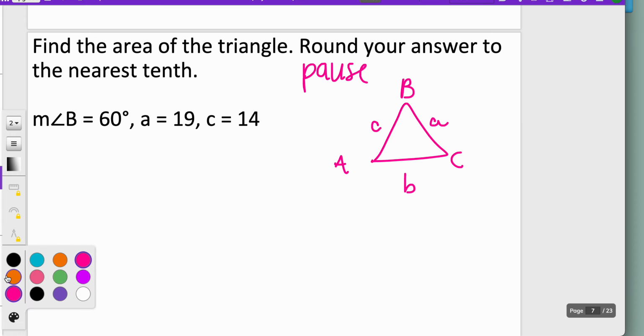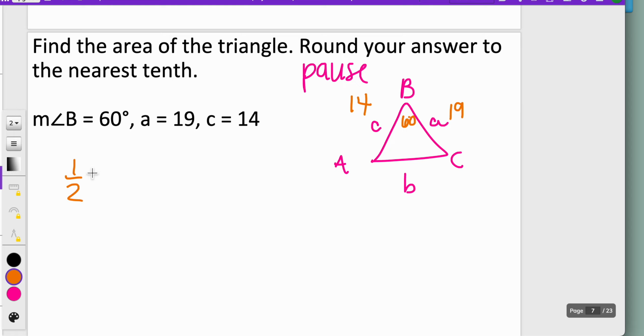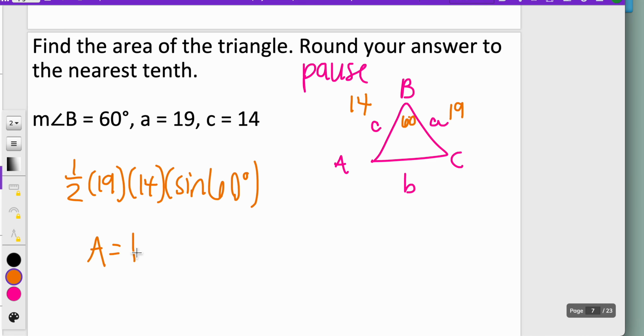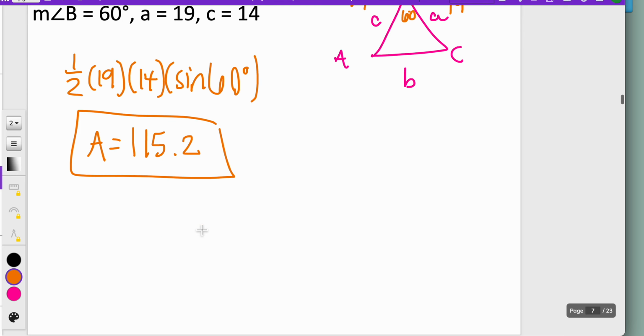All right, so we know the measure of angle B is 60, so I'm going to write that there. And then a is 19, c is 14, so I'm just going to take 1/2 of a times c, 19 times 14, and then I'm going to take the sine of 60 degrees, and that'll give me my area, rounded, of 115.2.